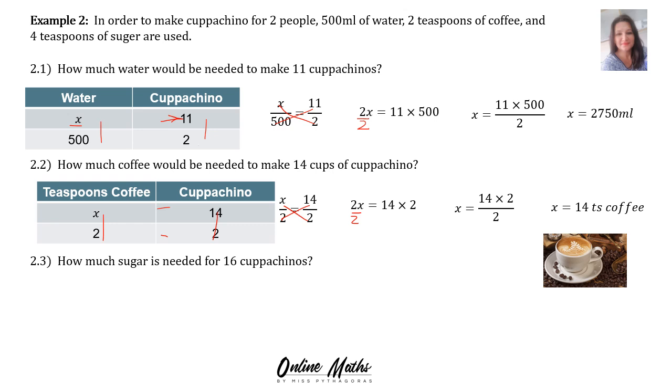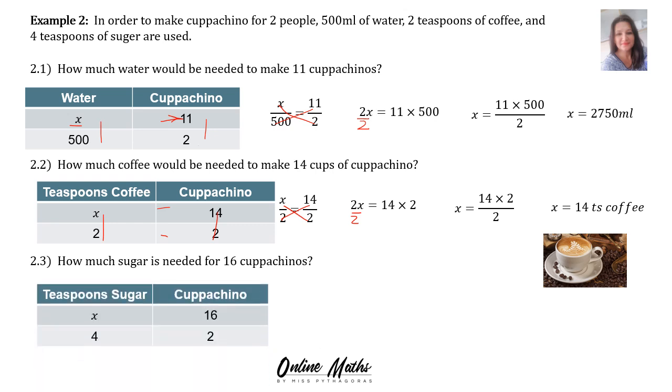2.3. How much sugar is needed for 16 cappuccinos? So now you have sugar and cappuccinos. Again, the one you're looking for is x and 16 on top, and then 4 sugars is equal to 2 cappuccinos. And then you put x over 4 and 16 over 2, and you make your little equation. You cross multiply, and you find 2x is 16 times 4, and then you want x alone, and you divide by 2. Therefore, x is going to be 32 teaspoons.